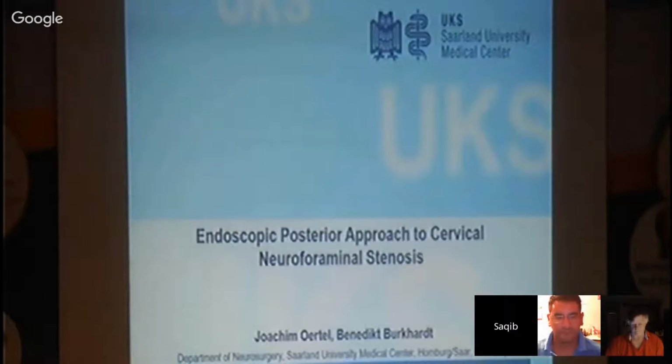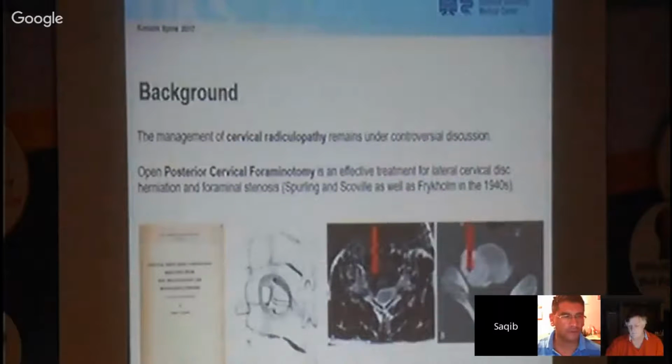So this is now a very different topic, and we talk about foraminotomy. And since I have not done this microsurgically, I will show you only endoscopic images, which I think is no problem because the technique is absolutely the same. So we talk about the approach to the posterior neuroforamen for decompression of the nerve root. And this is a very old procedure, has been described many times, and it's a very easy procedure.